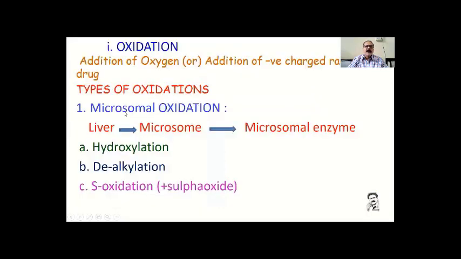When microsomal oxidation takes place, the liver has microsomes, and in the microsomes you will have microsomal enzymes. These enzymes help in doing oxidation, like hydroxylation, dealkylation, or sulfur oxidation. Overall, oxidation is addition of oxygen or addition of a negative addendum. When a negative part is added, the electrons automatically come, so addition of electrons is considered oxidation. So hydroxylation, dealkylation, and sulfur oxidation, try to remember these.